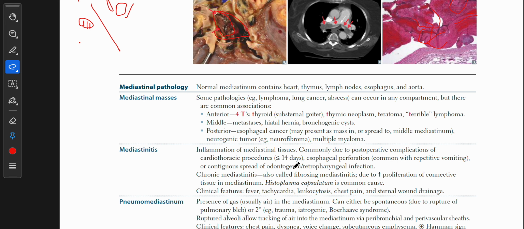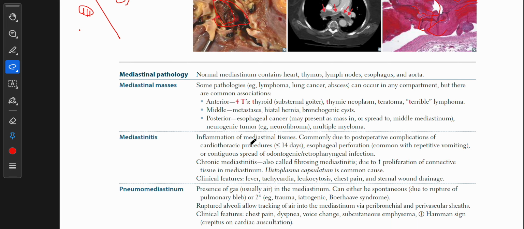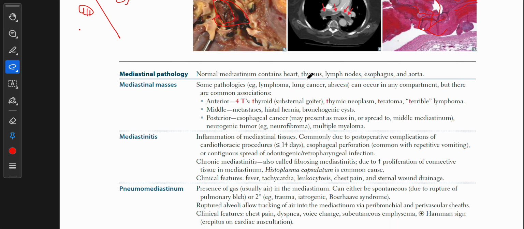What is mediastinum? Normally, mediastinum is a region that underlies the heart. It is a region between two lungs. Mediastinum is divided into anterior mediastinum and posterior mediastinum. Mediastinum normally contains heart, thymus, lymph nodes, esophagus, and aorta.